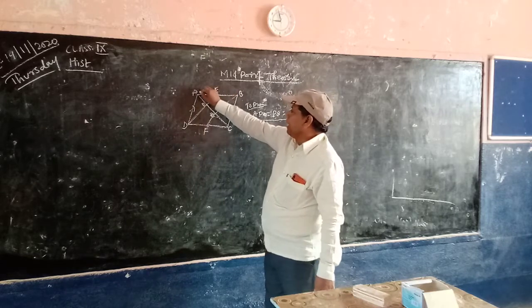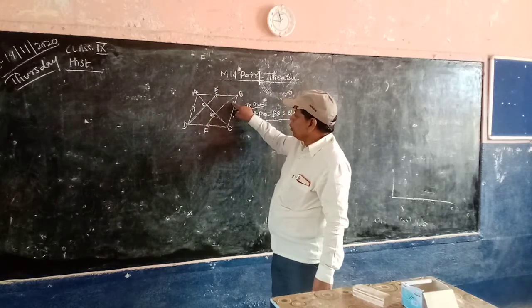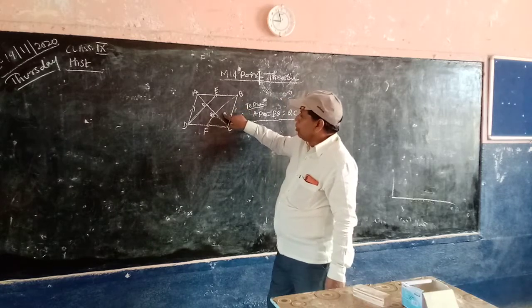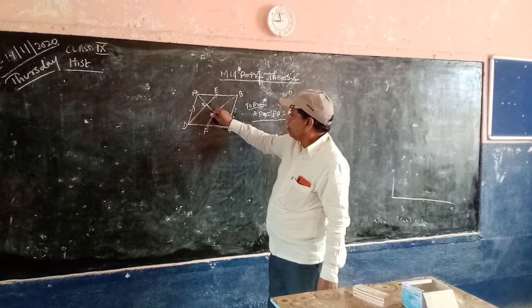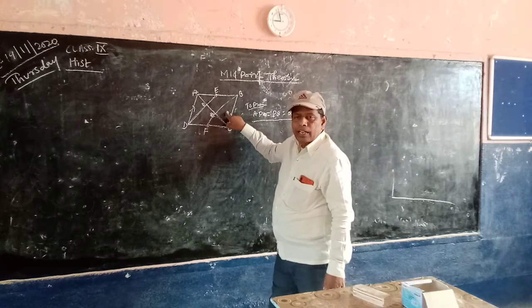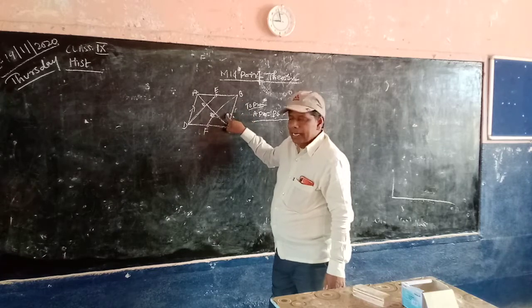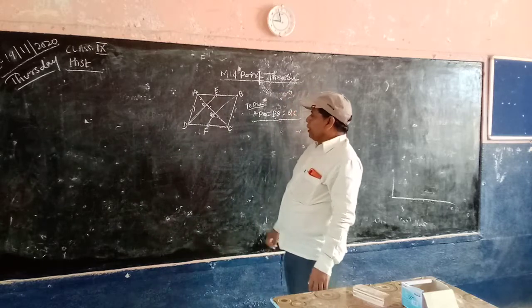E is the midpoint of AB and PE is parallel to BQ. So P is the midpoint of AQ. Where does this come from? This is the converse of the midpoint theorem. So AP equals PQ.